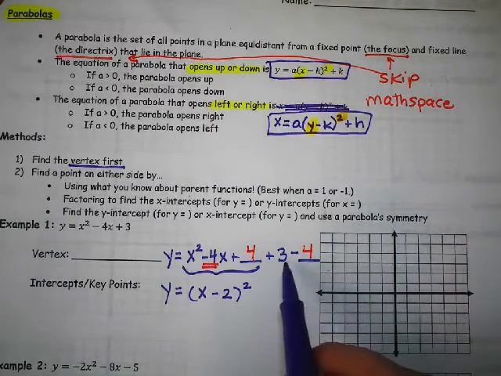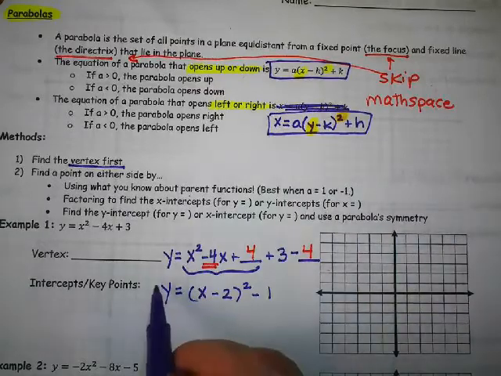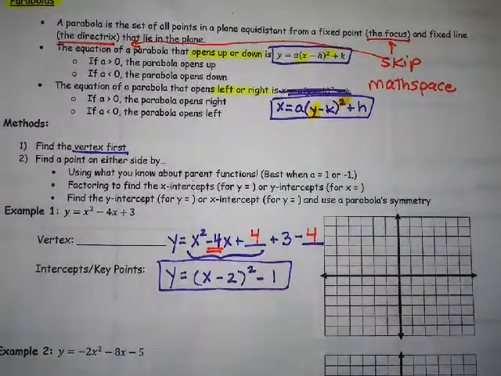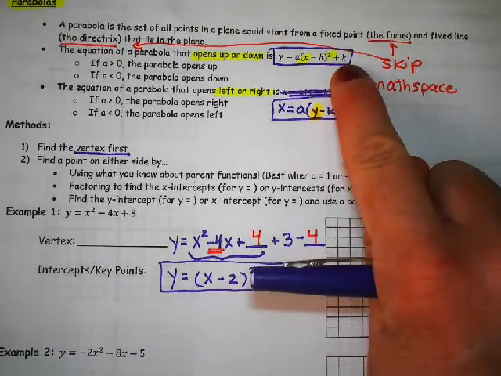Out here, I'm just going to combine these terms, and 3 minus 4 is negative 1. So this is the new equation that I'm going to be looking at. Once it's in this form, and what we call it is vertex form, I can pull off the vertex. The vertex is supposed to be h comma k.